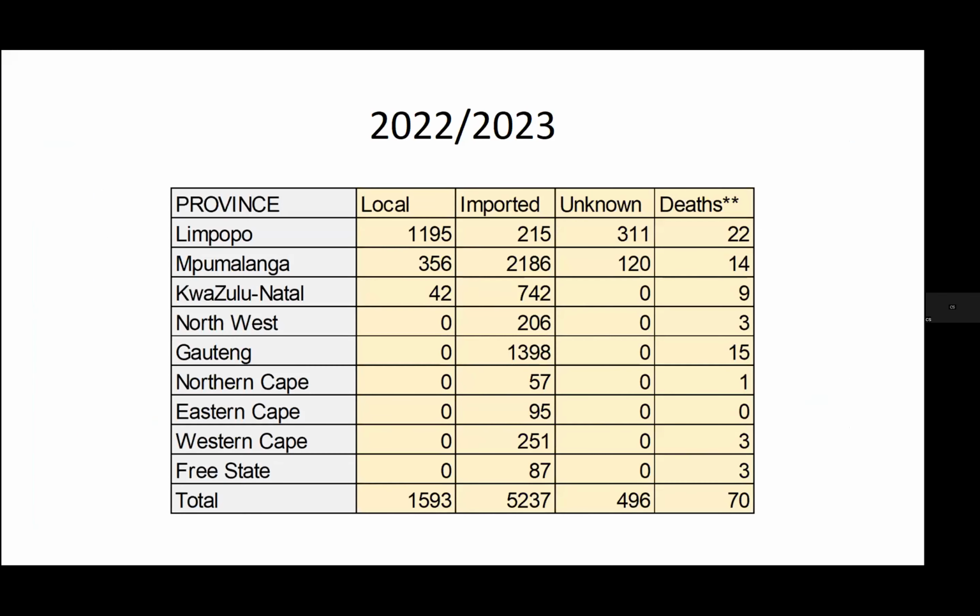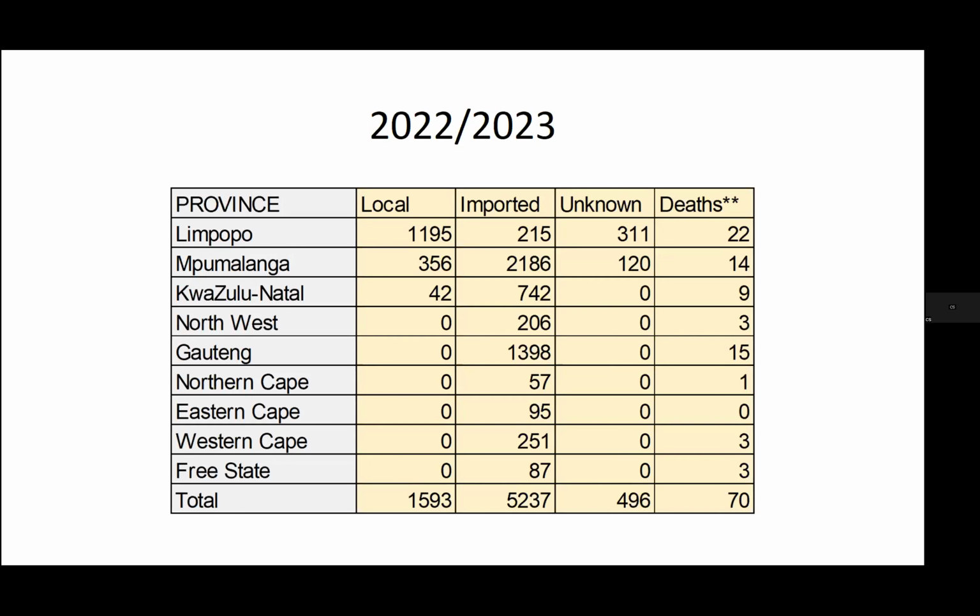If we look more closely at the data for the season 2022-2023, you can see that there are approximately 7,000 cases and 70 malaria attributable deaths. Now, cases are classified as local or imported. So a local case is a malaria case within a malaria receptive area where there is local transmission and there's no recent history of travel to another malaria endemic area. An imported case is a malaria case whose source of infection can be traced to an area outside of South Africa where the patient has recently traveled.